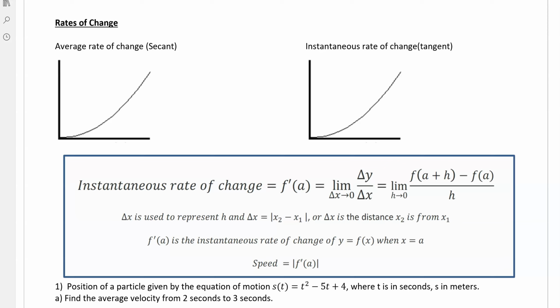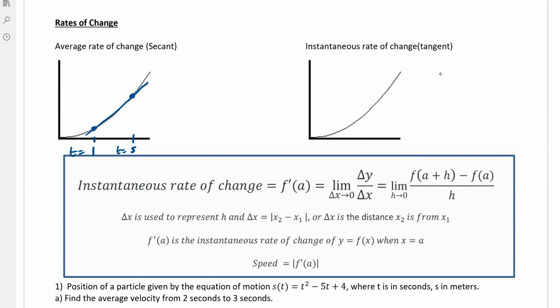In this video we're going to talk about average rate of change and instantaneous rate of change. Remember, average rate of change is the slope of our secant. Instantaneous rate of change is the slope of our tangent. You're going to have 2 points here, some starting time like 1, some ending time of 5.